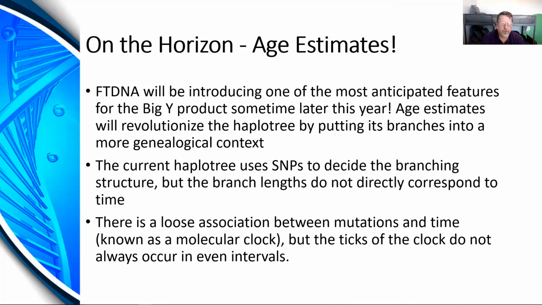FTDNA will be introducing one of the most anticipated features, which is age estimates. So right now we have to do the math, right? I have to count out those SNP mutations, multiply by 83, but they're going to put together some kind of new capability where it does some of that work for you. I'm super excited about that. The current haplotree uses SNPs to decide the branching structure, but the branch lengths do not directly correspond to time, so they're going to work on that.